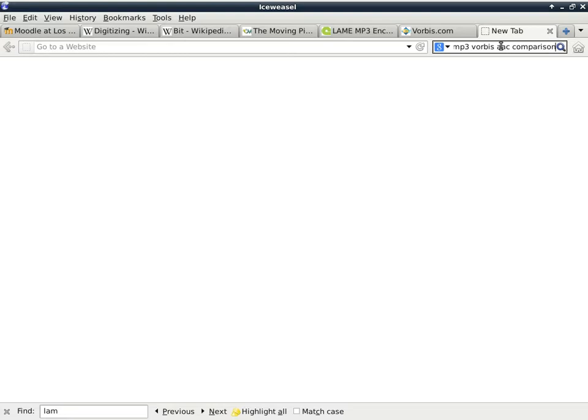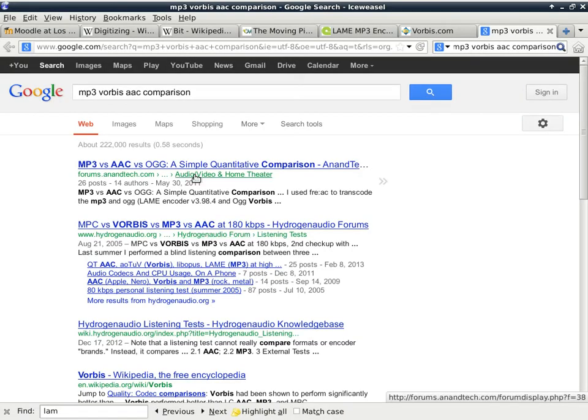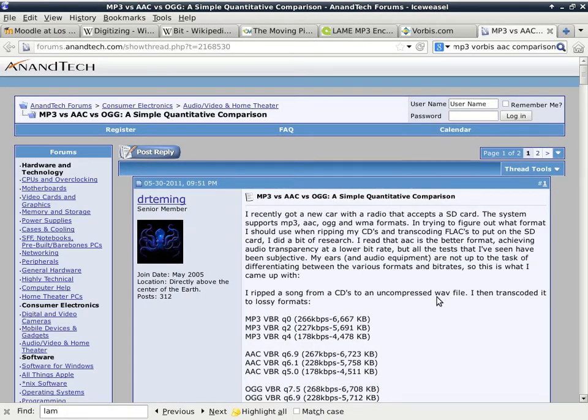And there are websites dedicated to the studying of different compression mechanisms, and they try to find out which one is better or how they compare. So any one of these websites is a good resource to do that sort of thing.